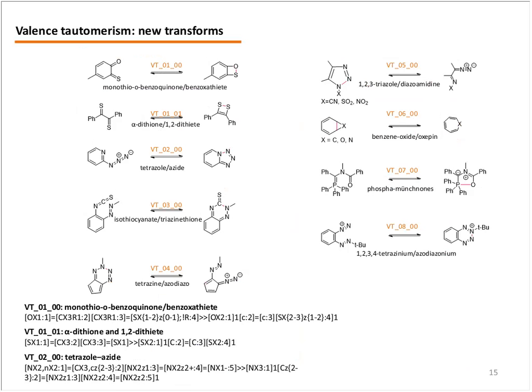So mainly, the ring forms are 4-, 5-, or 6-membered. In some cases, we can see the generation of the diene, maybe in the open chain form or as a ring form. In one case, benzene oxide and oxepin, we know there is a ring contraction and expansion within equilibrium. And this is a well-known example; the tetrazole-azide pattern is quite commonly reported in the literature for valence tautomerism. And again, we encoded them in the form of transforms for easy utilization.